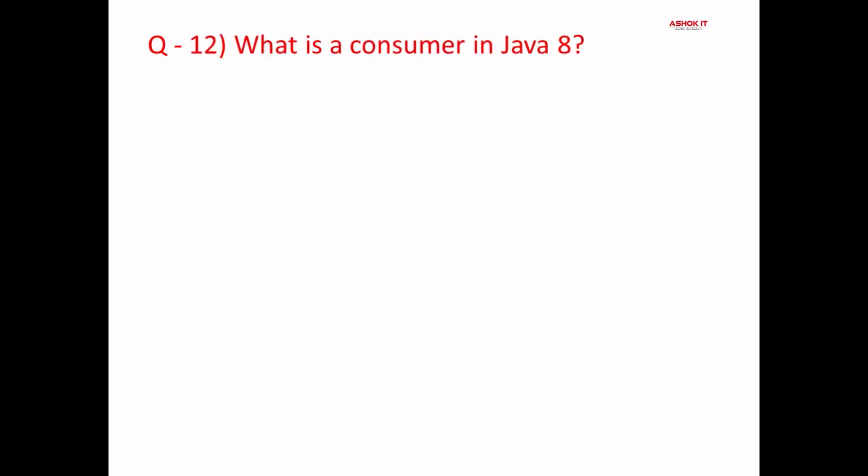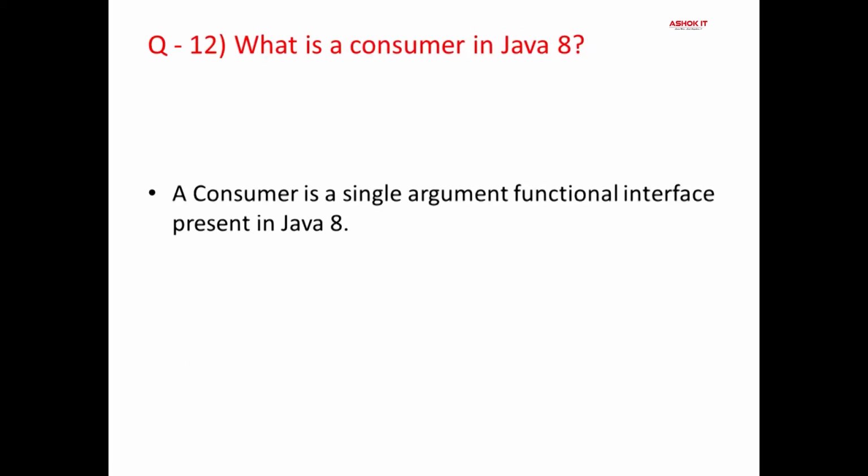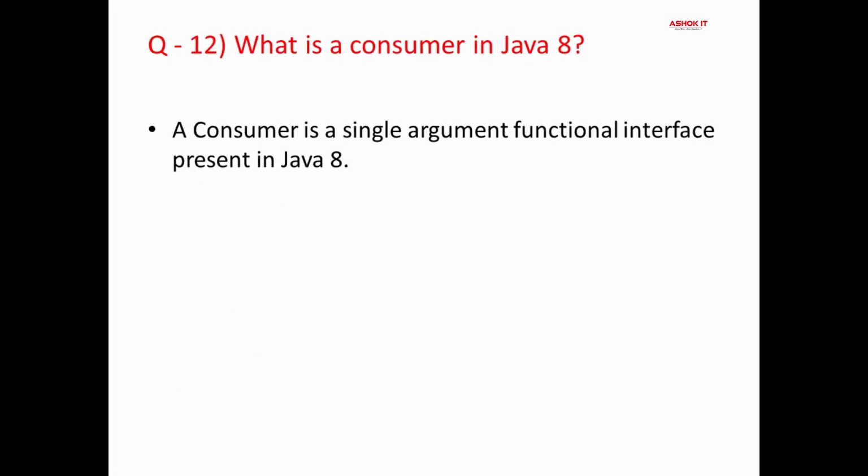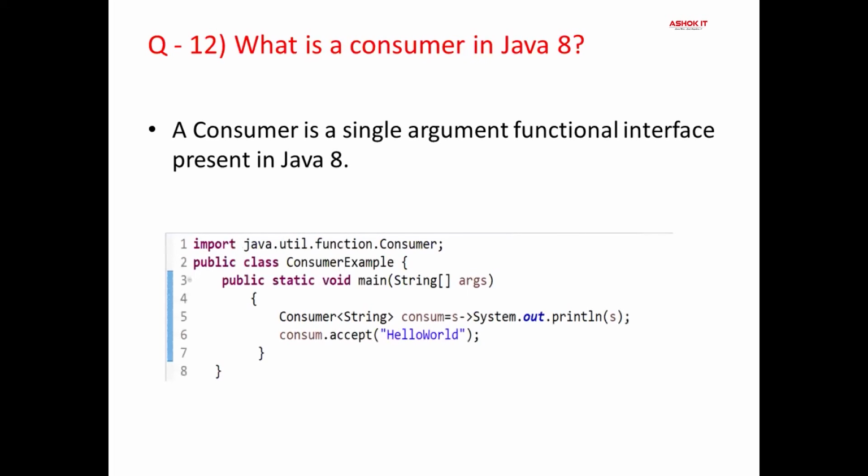Question number 12. What is Consumer in Java 8? Consumer is a single-argument functional interface present in Java 8. The Consumer interface is part of the java.util.function package, which was introduced in Java 8. To implement functional programming, we can use this Consumer interface. It represents a function which takes in one argument and produces a result. However, this kind of function doesn't return any value. Here, if you observe the Consumer interface, it contains the accept method.